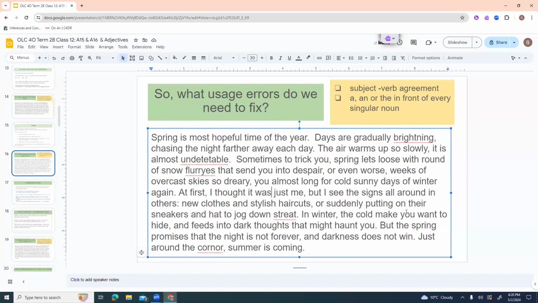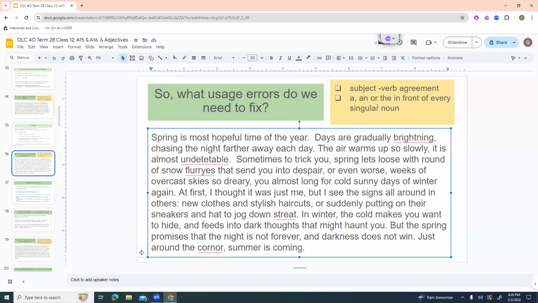"In winter, the cold make you want to hide and feeds into," okay. So this one has an S and this verb doesn't. Cold is singular, so we want to have S on both. "The cold makes you want to hide and feeds into dark thoughts that might haunt you. But the spring promises that the night is not forever and darkness does not win. Just around the corner, summer is coming." So we got the subject verb agreement, but we didn't cover all the "and"s or the "the"s.